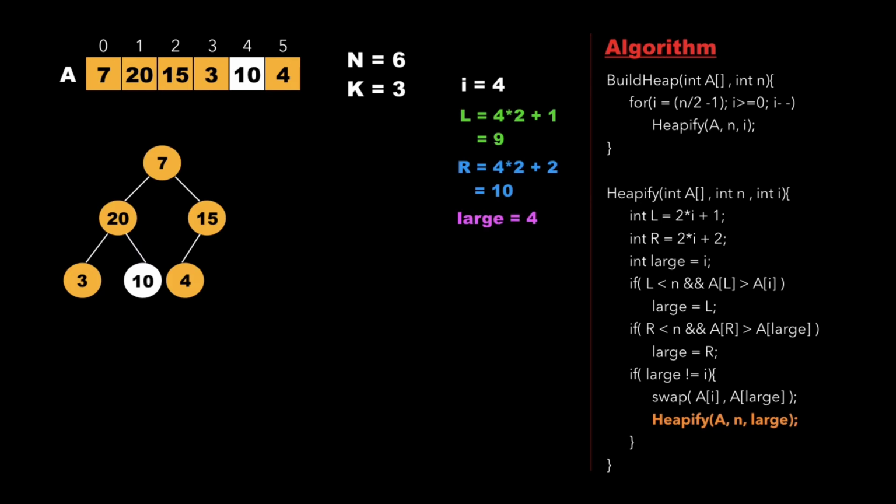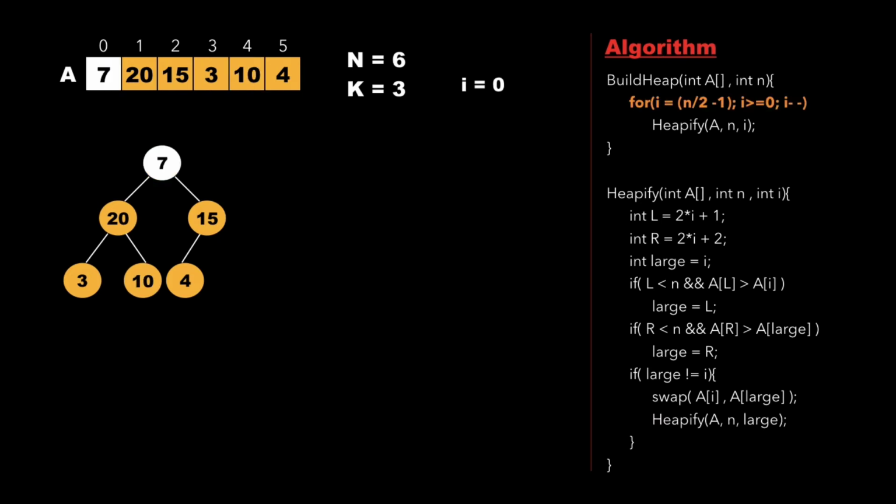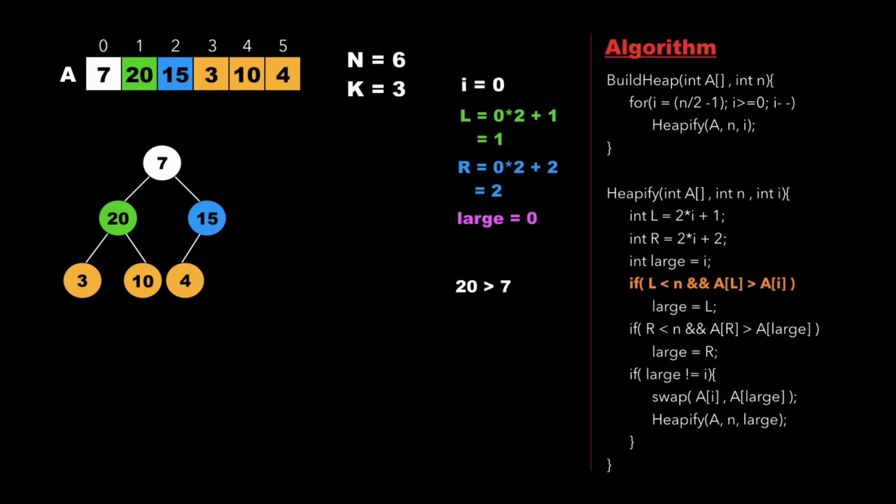And as we get the values of left and right child as 9 and 10, which are out of the bound, therefore we do not proceed further and decrement the value of I for a root node at index 0. And again call heapify function where we calculate the values of left and right indexes as 1 and 2 and initialize large to 0. Then we check whether if A of L is greater than A of I. Since 20 is greater than 7, therefore we update the value of large as 1.